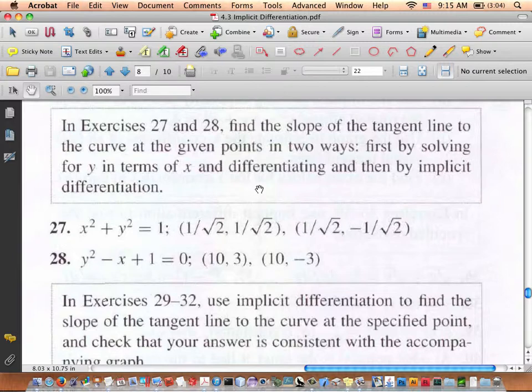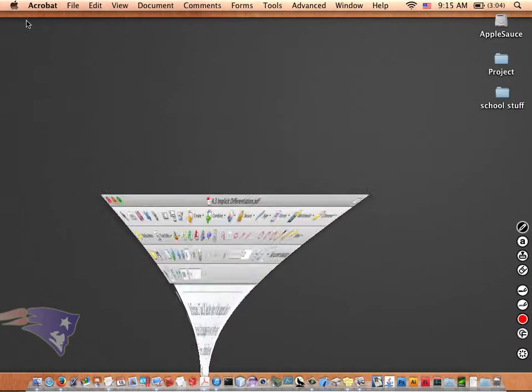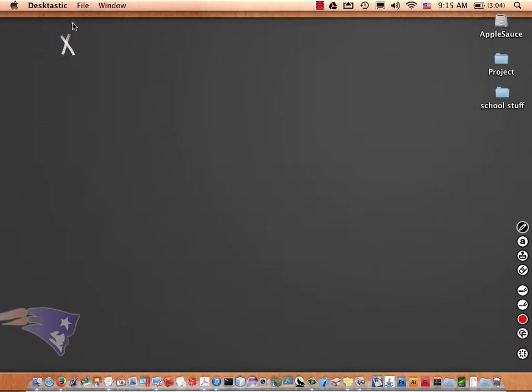That's the equation of a unit circle. Okay? And so x squared plus y squared equals 1. Let's solve for y as a function of x. Would you agree with me that y is equal to plus and minus square root of 1 minus x squared?